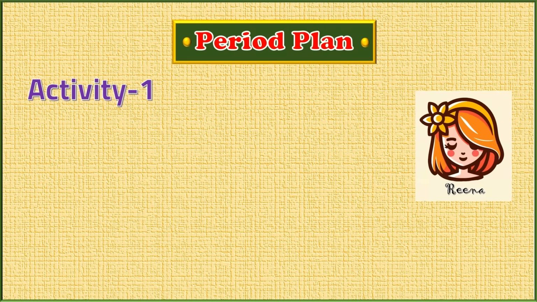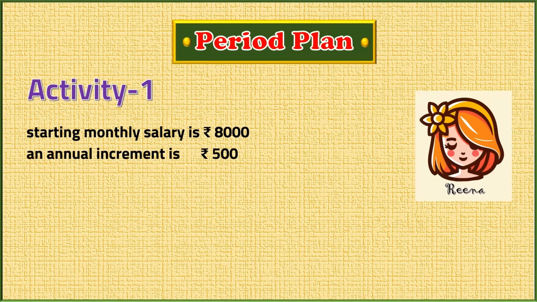Now let's do activity 1. The starting monthly salary is 8,000 rupees. What is the annual increment? Students will reply. Again ask them for the salary for the second year. Definitely they will reply 8,500 rupees. How do we get the salary for the second year? By adding 500 rupees to the 8,000.